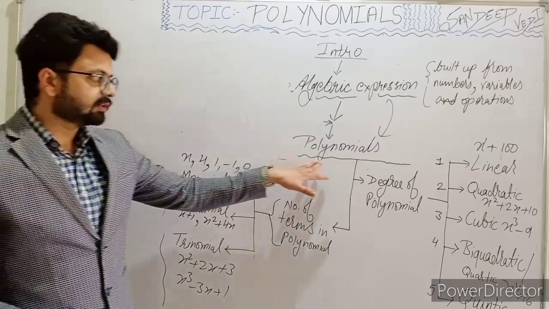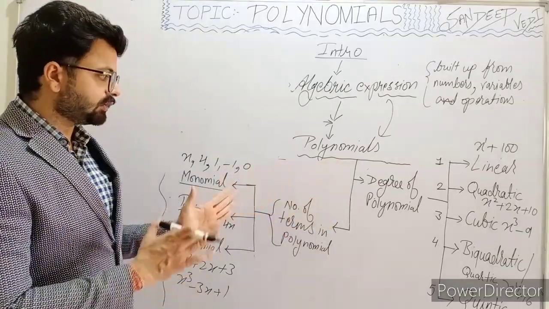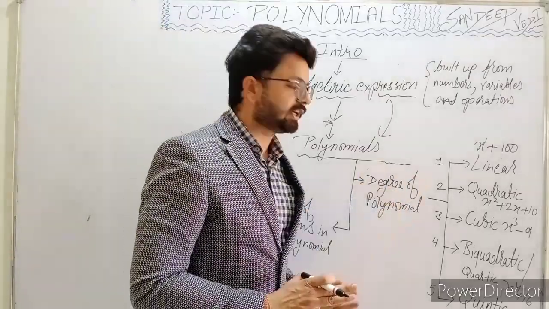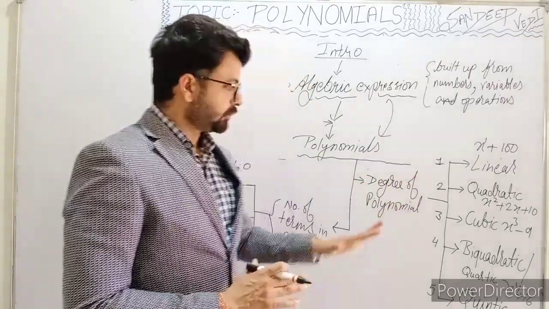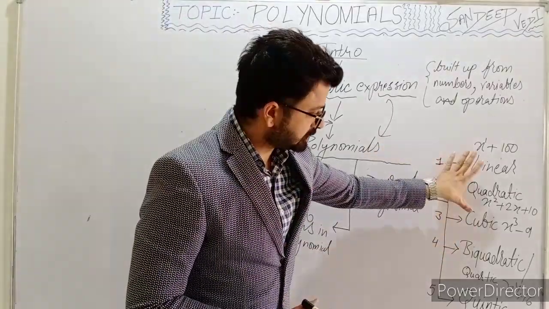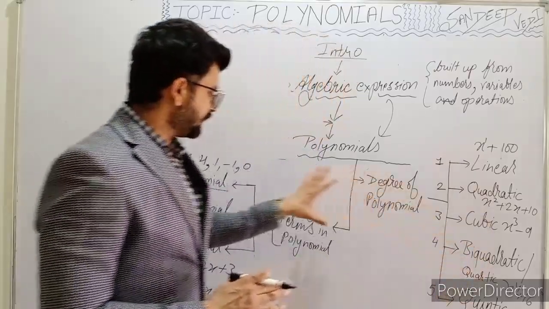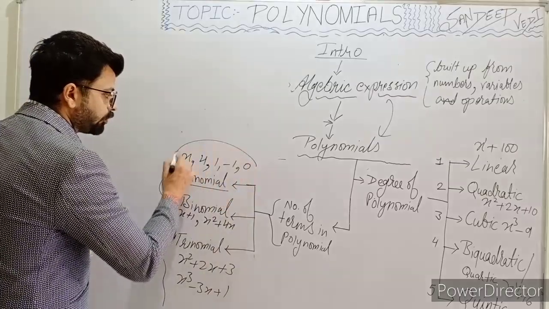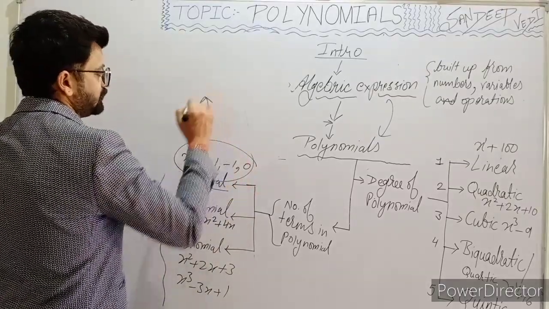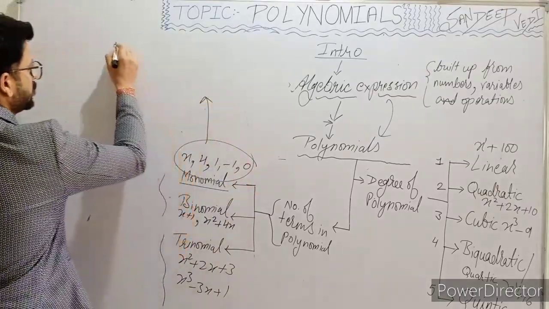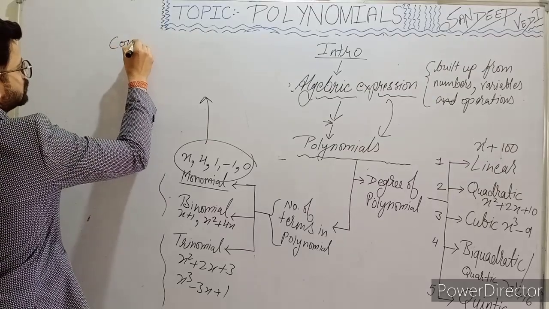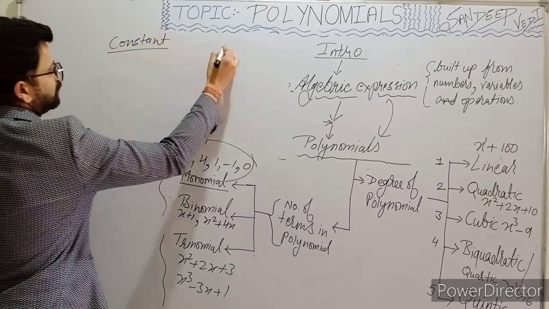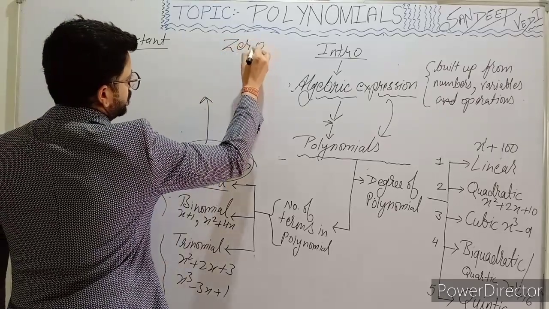Okay, what are we studying? The polynomials. They are further divided on the basis of their number of terms and on the basis of their degree. Now, in the monomial case, we will discuss two kinds of polynomial: the constant polynomial and the zero polynomial.